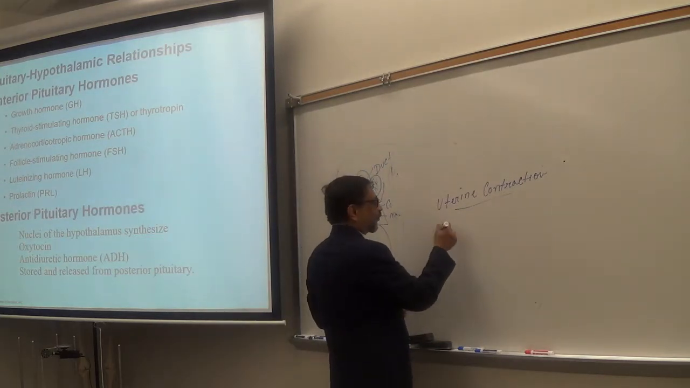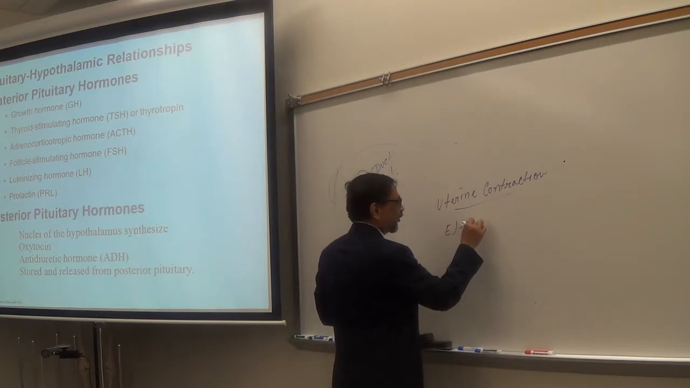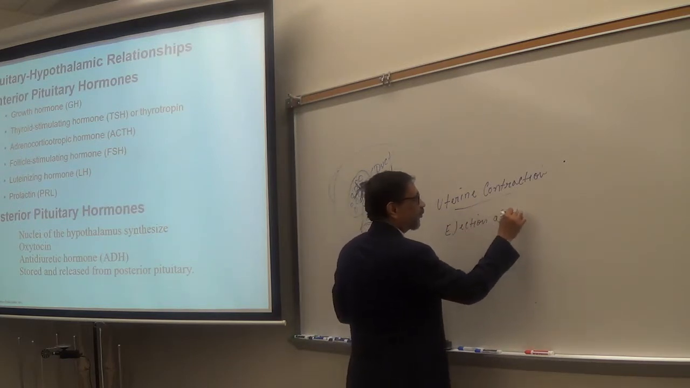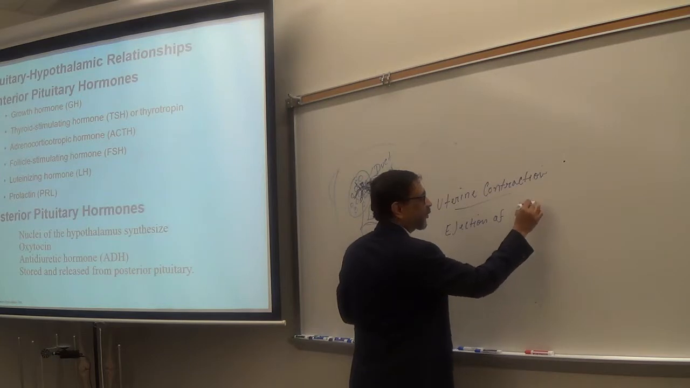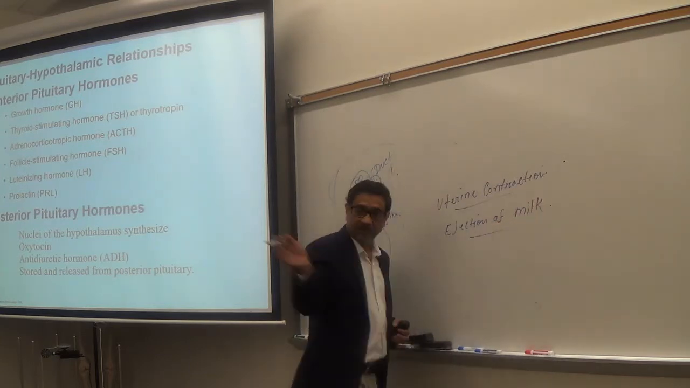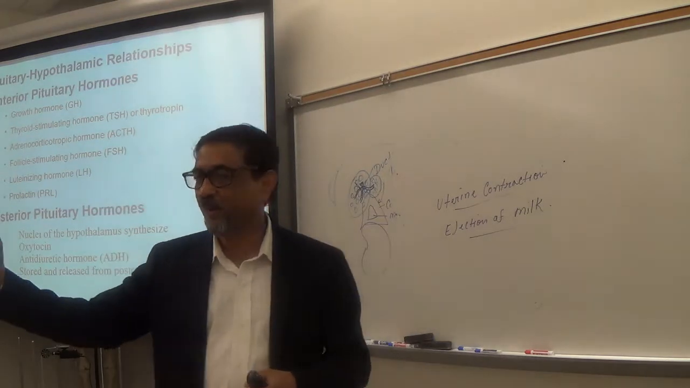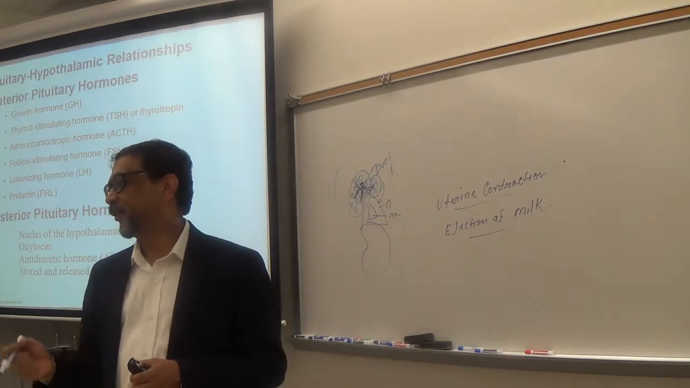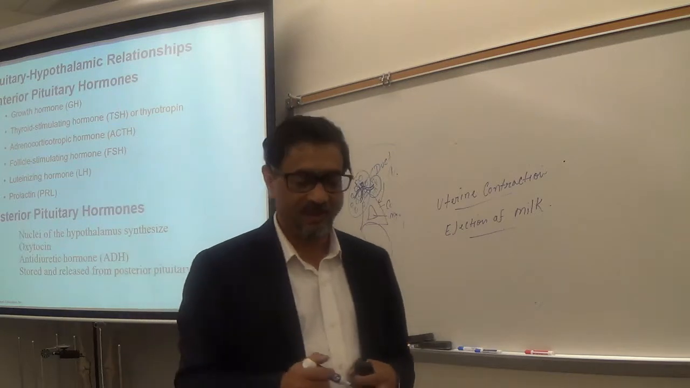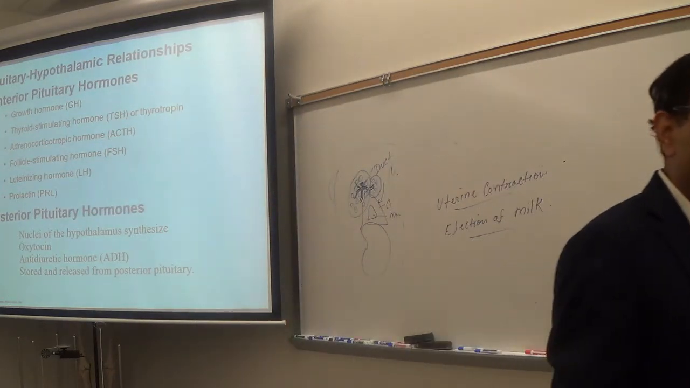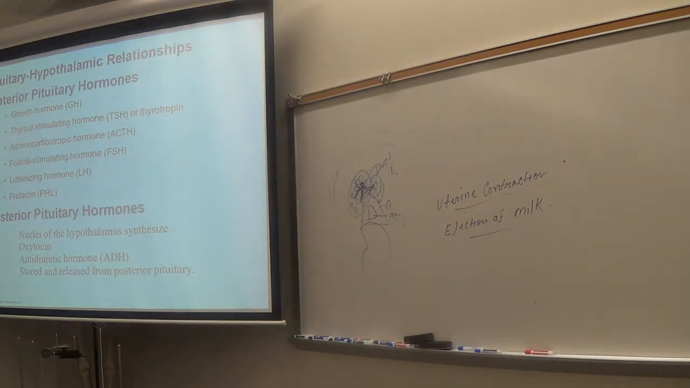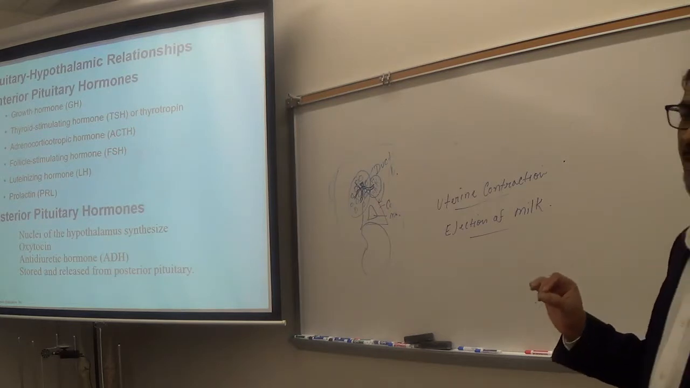Number two, ejection of milk from the mammary gland or female breast. Production is prolactin, but after production it must be ejected, right? Get out. So that ejection is helped by oxytocin. Is it clear? Production is helped by what? Prolactin, and ejection is helped by oxytocin. Okay.